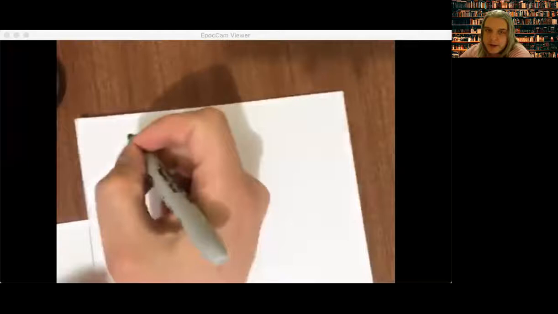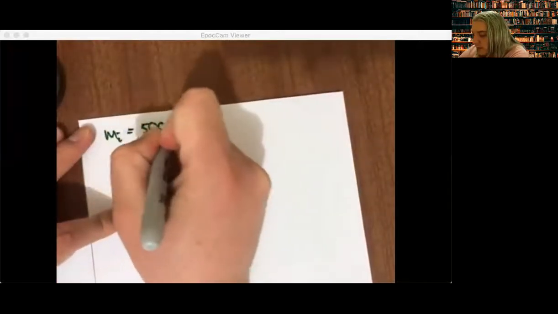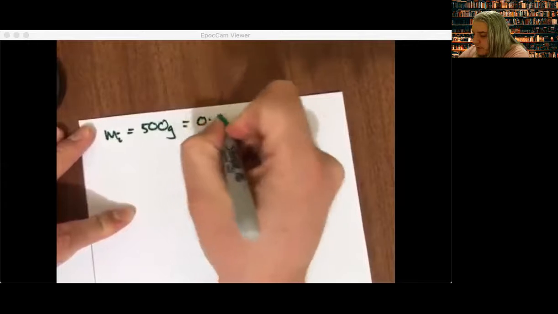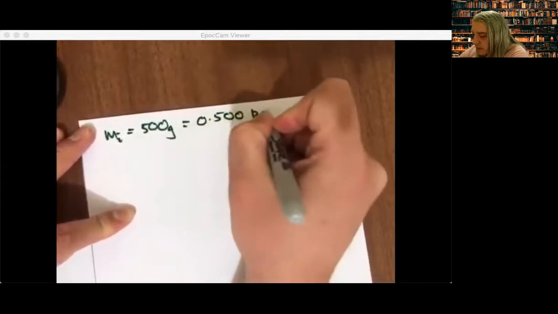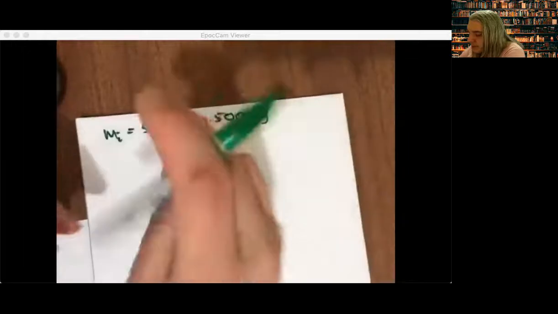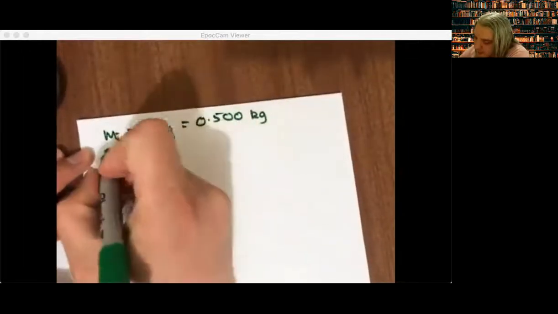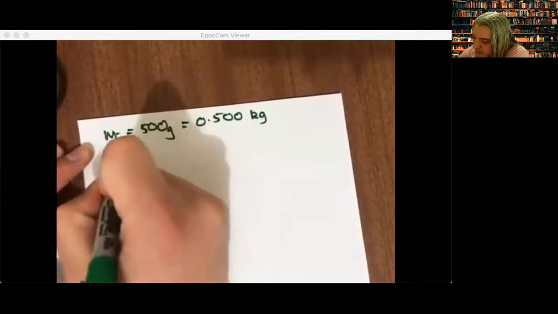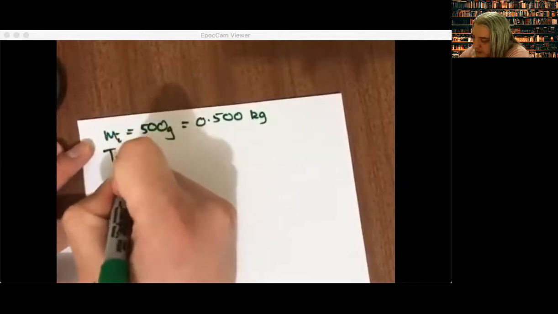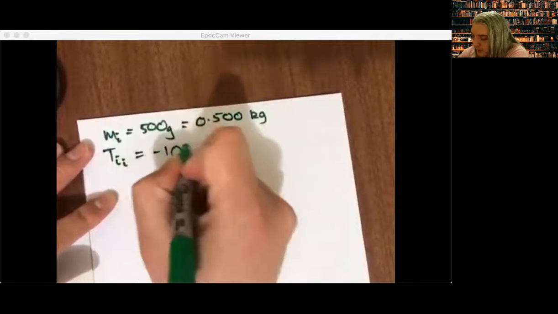First thing we want to do is write out everything we know. So we have been told that the mass of ice is equal to 500 grams. And of course, we want everything in SI units because it's cleaner for our calculations. That's what we need for our specific heat capacity formula anyway. So we'll just go straight into that. The temperature of the ice initially is equal to -10 degrees C.